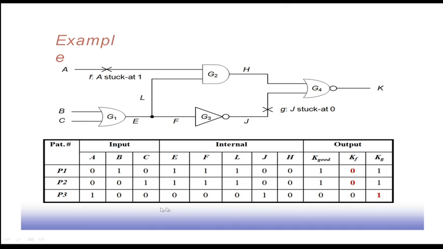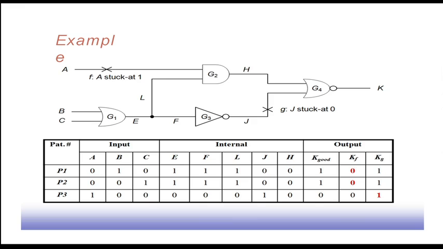You see, one unique thing about P3 is that, out of these 3 patterns, P3 is the only one which could detect the fault G, whereas P1 and P2 could not detect this fault G because their faulty response is the same as the good response. So if I am asked to choose from this pattern set P1, P2, P3 for detecting the faults F and G, I definitely have to include P3 in my set, whereas between P1 and P2 I can have only one of them.